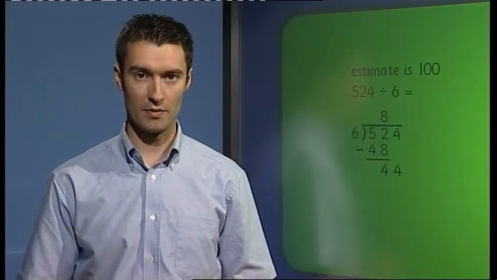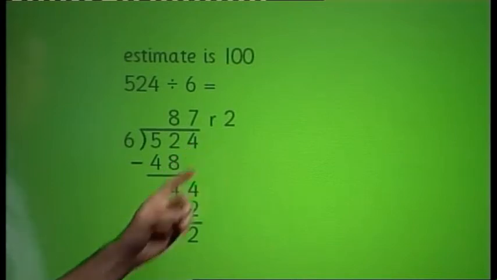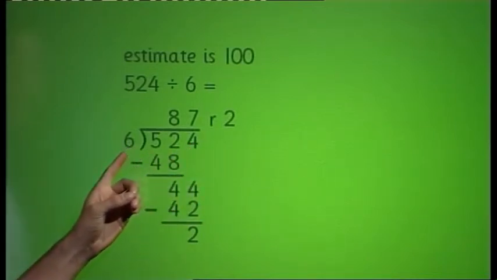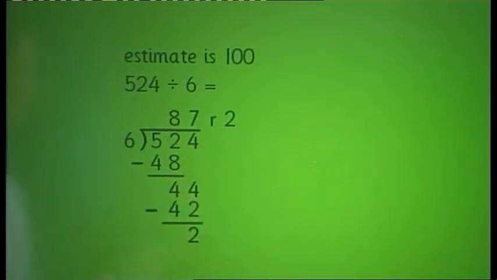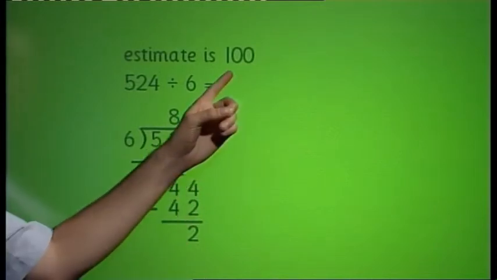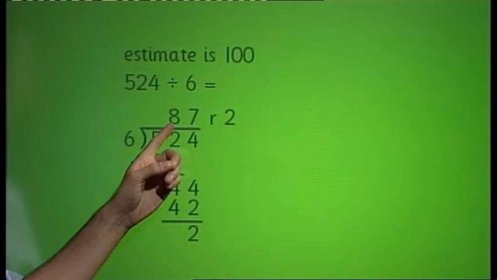Now repeat. How many 6s are there in 44? Well, 7 times 6 is 42, so the answer's 7. And we've got 42 to take away from 44. We do that, we're left with 2, and that's less than 6, so there's nothing else that we can do, and the 2 is the remainder. So, 524 divided by 6 is 87, remainder 2. Now, is that right? Well, we estimated about 100, and I think 87 is close enough to 100.